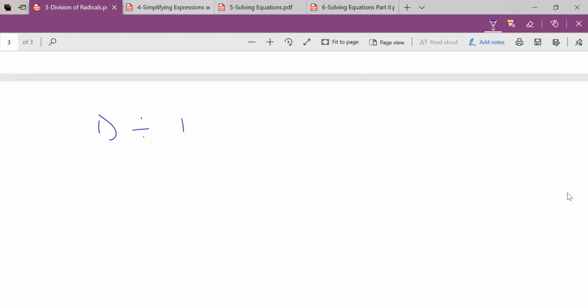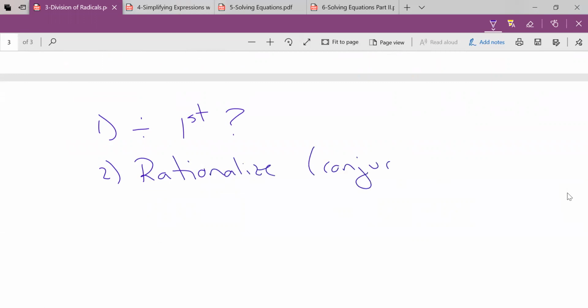Okay, so when we're doing radical division, what I want you to try is, one, can I divide first? That might make my life easy. If not, then we start to rationalize, and you may have to use the conjugate. And then your last step is, can you simplify anything else? Using those skills we learned in the last couple lessons.